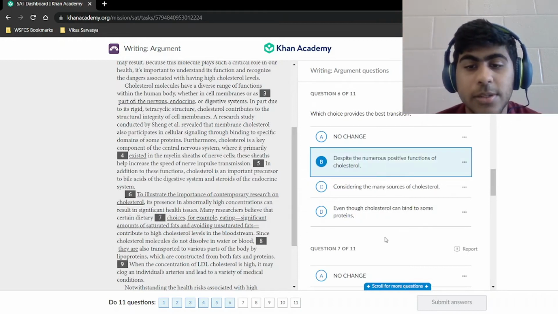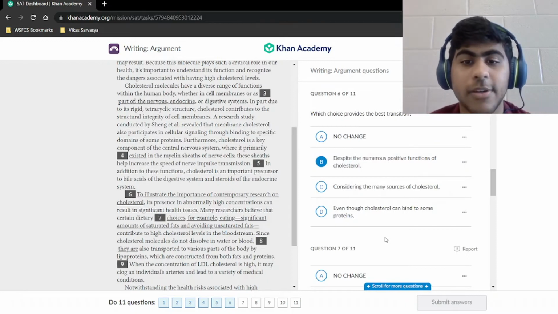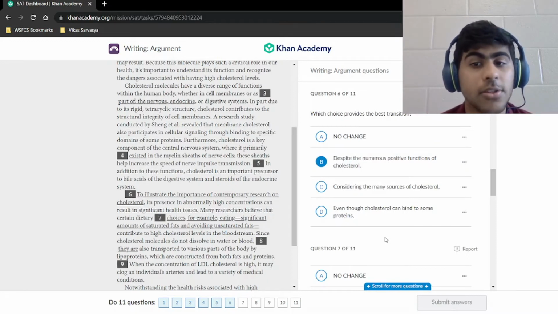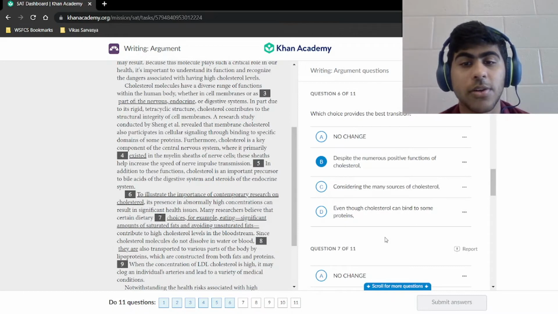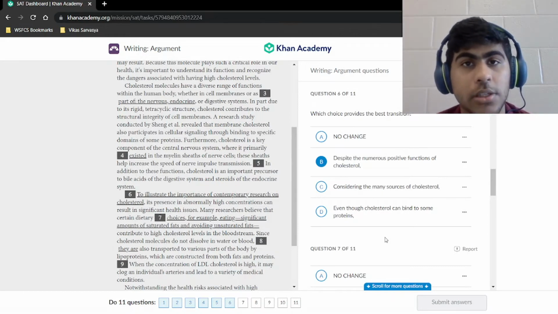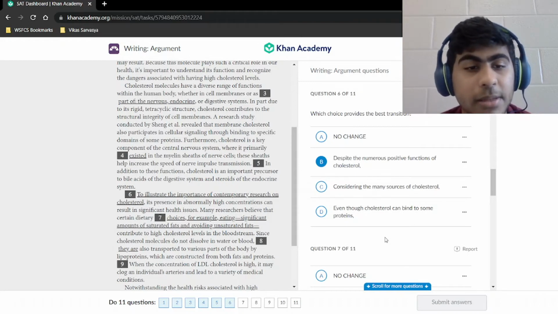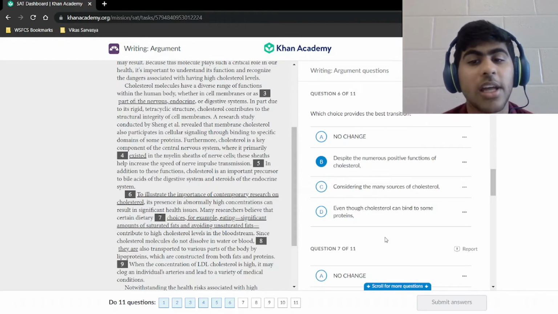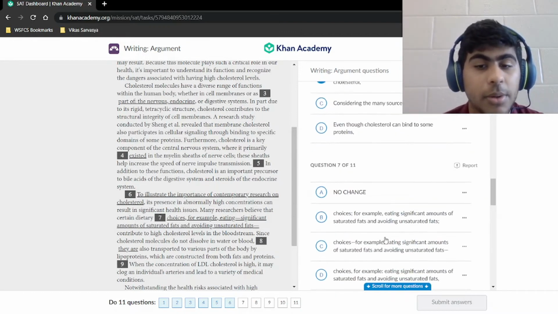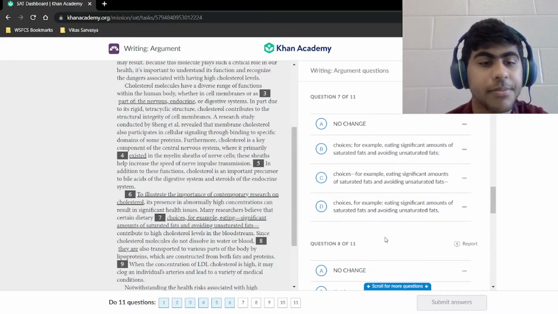Looks like answer choice B, despite the numerous positive functions of cholesterol. It acknowledges the numerous positive functions of cholesterol and then still sets up a contrast using the word despite. Considering the many sources, even though cholesterol can bind to some proteins, both of those are not as related, and they don't use the right word to illustrate the dynamic between these two sentences. And that's the same with choice A. So now we can move on to question 7.